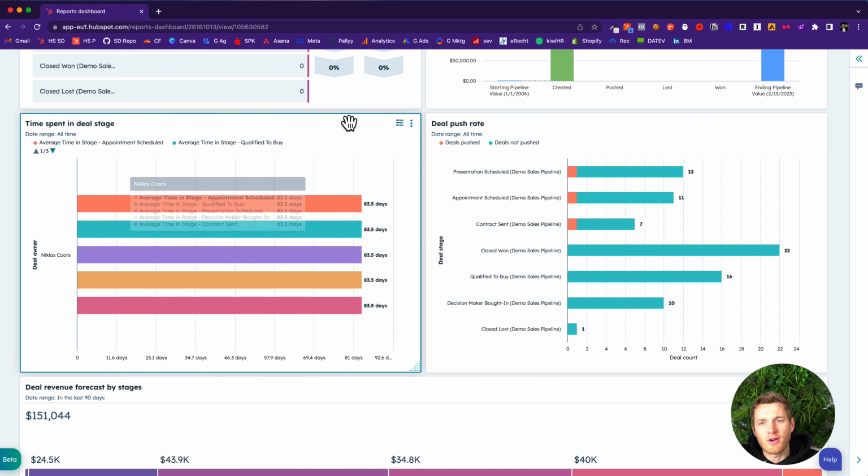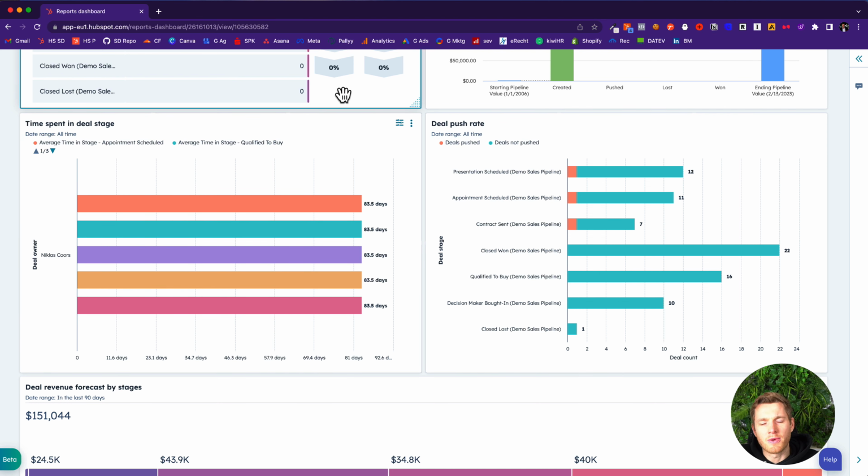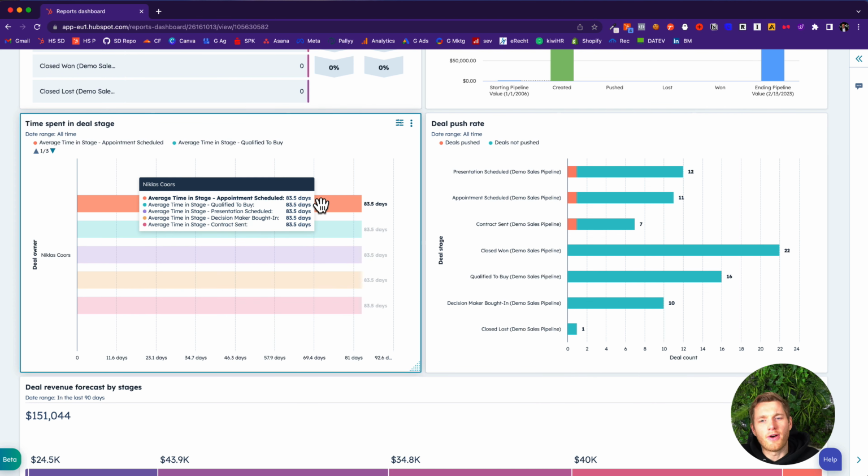And this is also great, pretty much in line with what we discussed earlier, to understand, okay, where in the process do we have significant delays? Why does it take so long for a deal from qualified to buy to move to presentation scheduled, or from presentation scheduled to decision maker buy-in, right? Why does it take a significant amount of time?